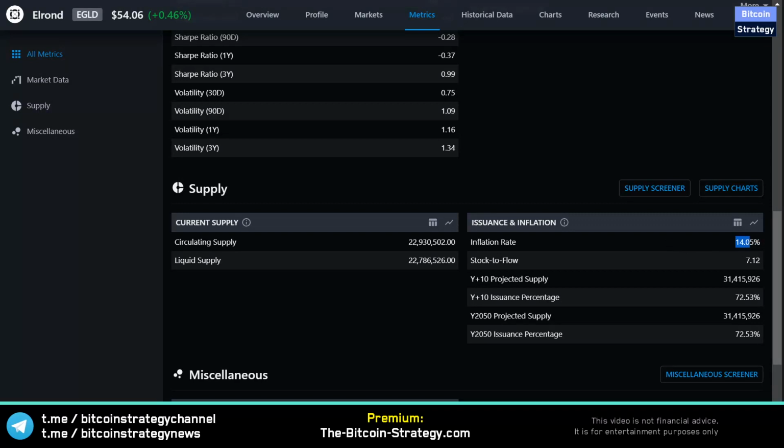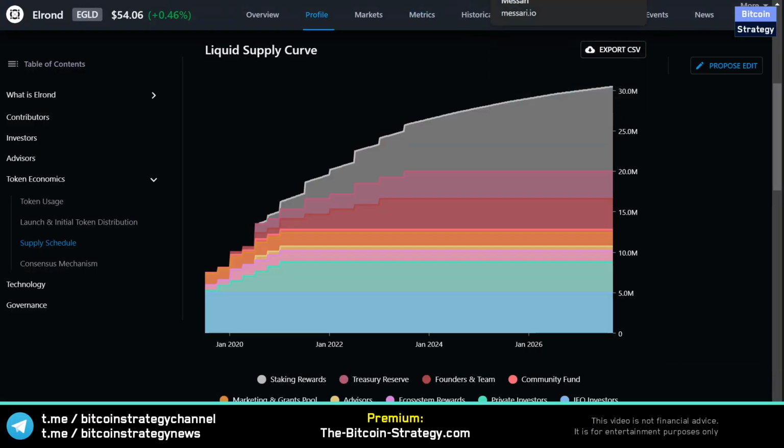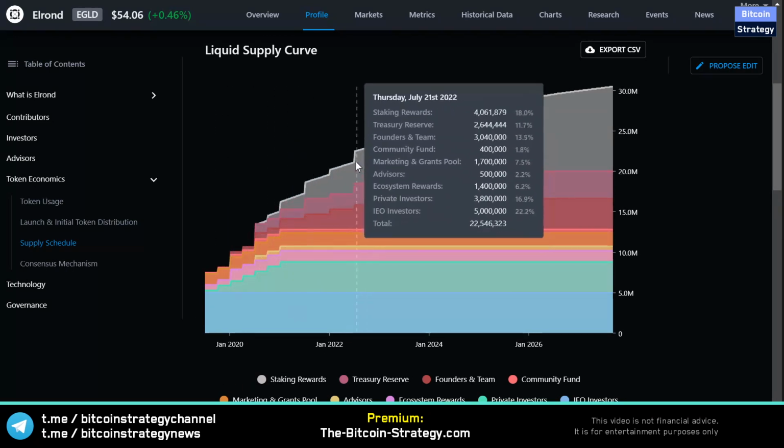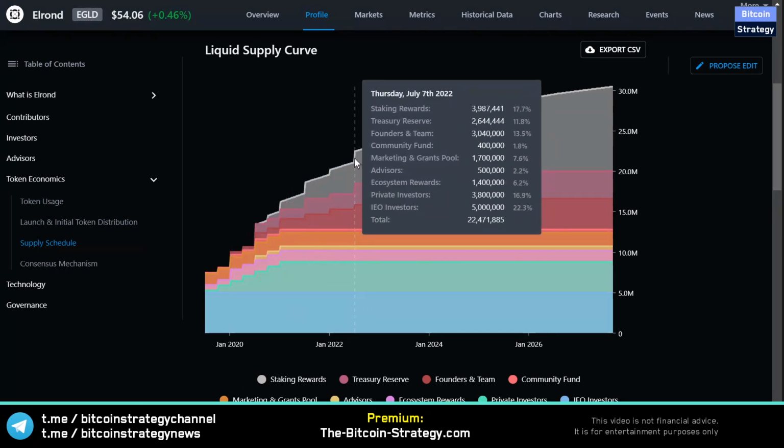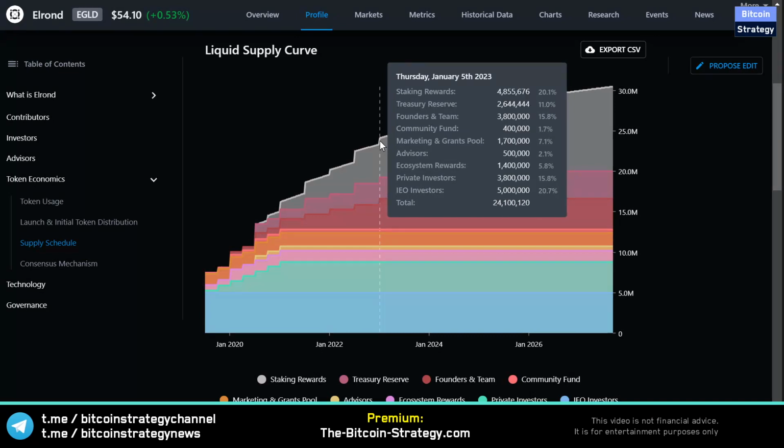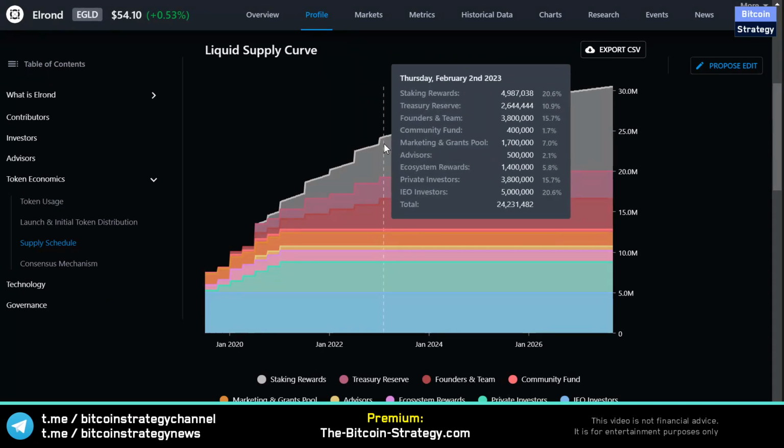Now, 14.05% inflation. That's actually a simplification of the inflation rate. What we can actually look at is we can look at the liquid supply curve. And here we see how dependent on who's the stakeholder supply might hit the market, right? So these are unlocking tokens, and whenever this jumps up, the price of Elrond, at least relative to other cryptocurrencies, might drop. So you might want to have a look for the next unlock around the year end period, right? This is when the next unlock is happening.